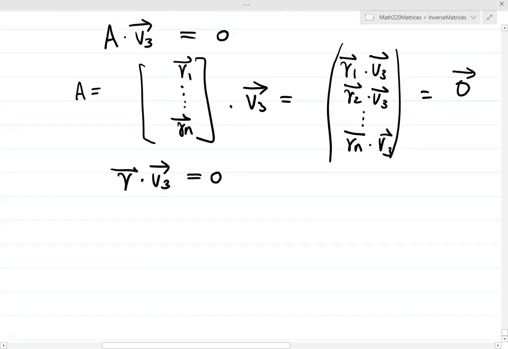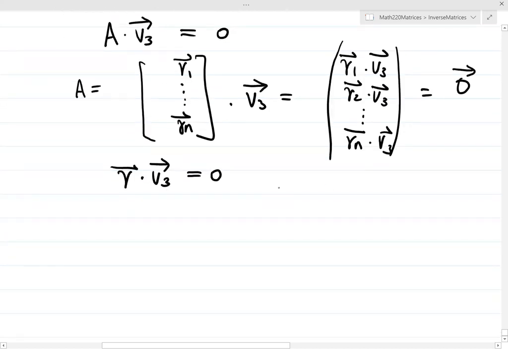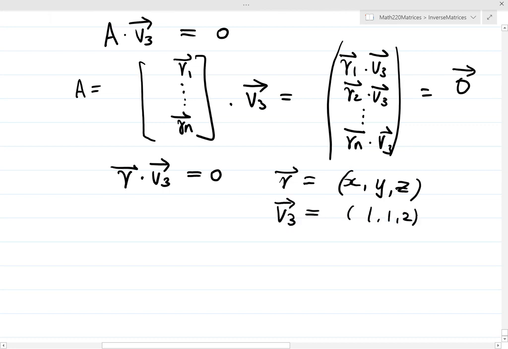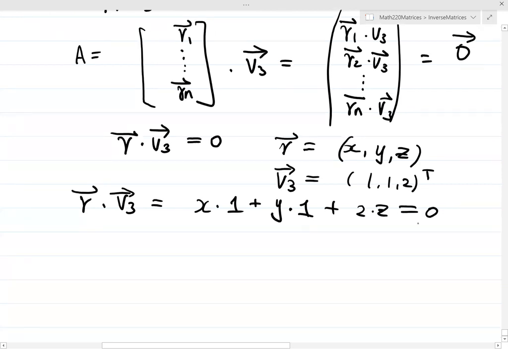Now, if we write R as x, y, z, and remember we are given V3, which is 1, 1, 2 transpose, then R dot V3 will be x times 1 plus y times 1 plus 2 times z. This is 0. So we get this equation: x plus y plus 2z is 0.